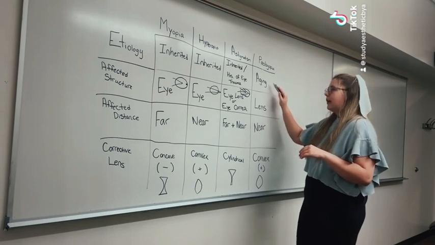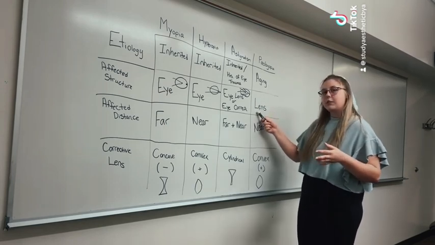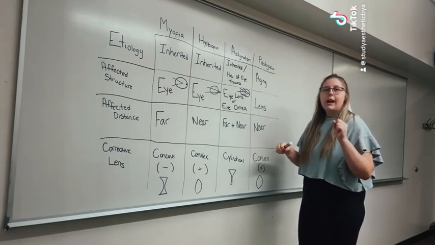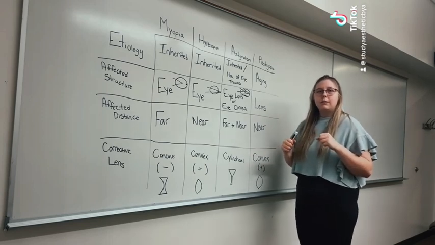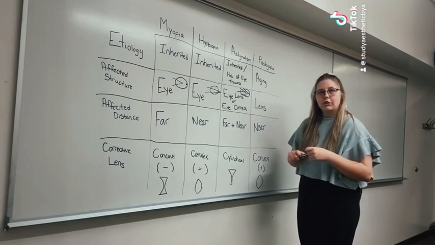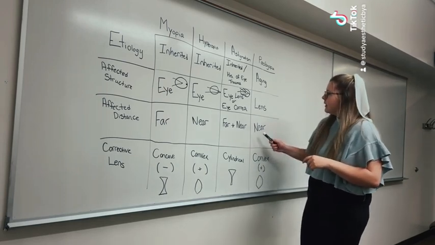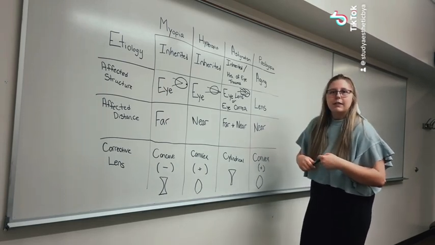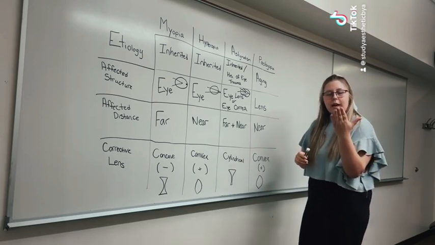So about 40, our lens, which is the affected structure, loses that flexibility to be able to accommodate for up close or distance vision. So that affects the near vision. As it loses flexibility, it can't bend in order to help us see up close.